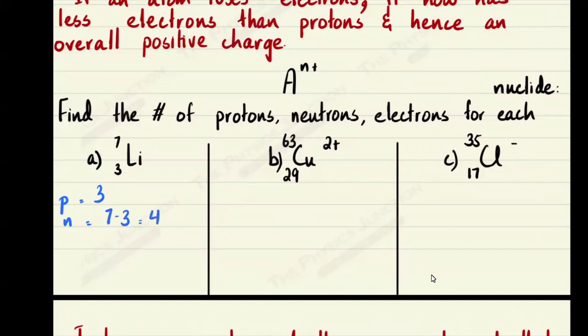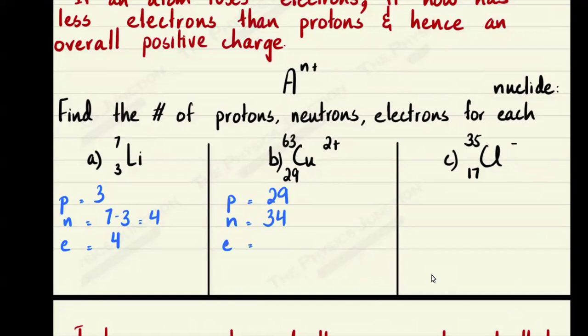And because this is an atom, there's nothing here with a plus or a minus. So the number of electrons must also be equal. So that's also 3. Moving on to this one, the number of protons is 29. Again, the easiest thing to see. The number of neutrons would be 63 minus 29. That's 34.